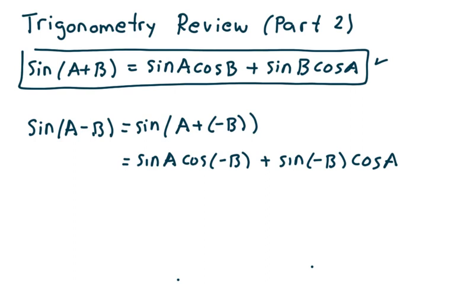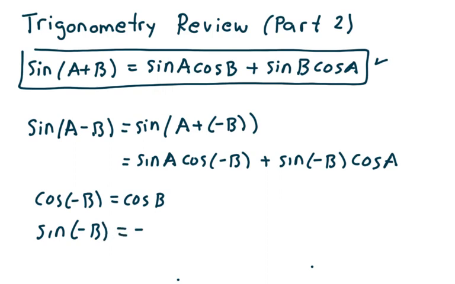But remember, cosine of negative b is the same as cosine of b. And then sine of negative b is equal to negative sine of b. And if you remember from the last video, cosine is an even function and sine is an odd function. And so we have those two results.